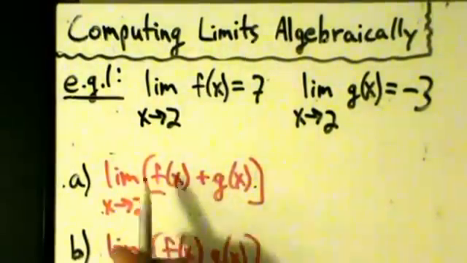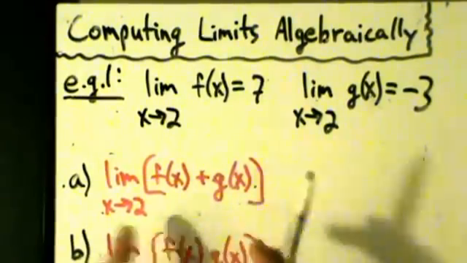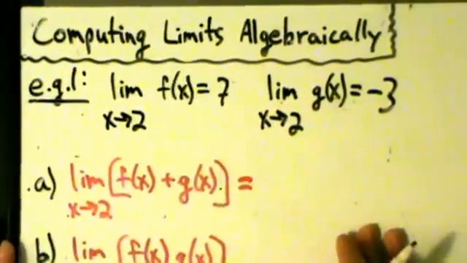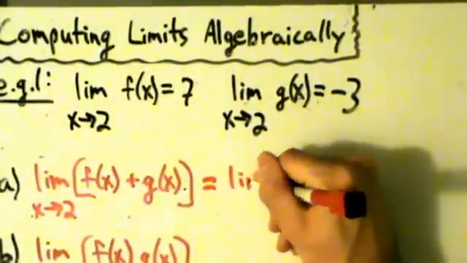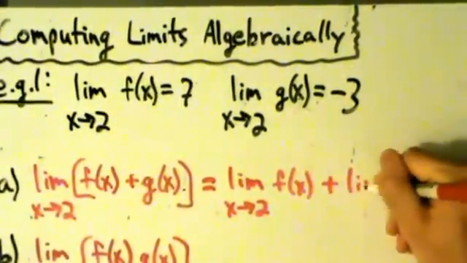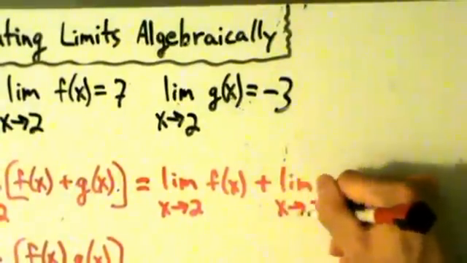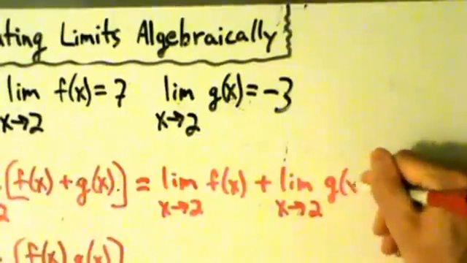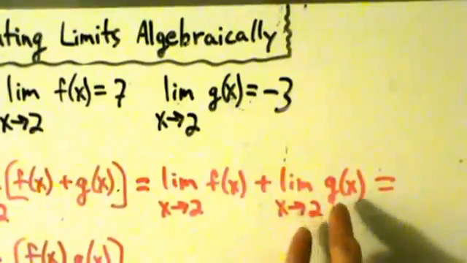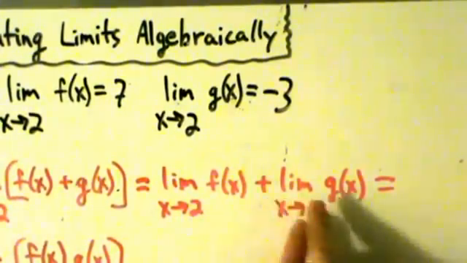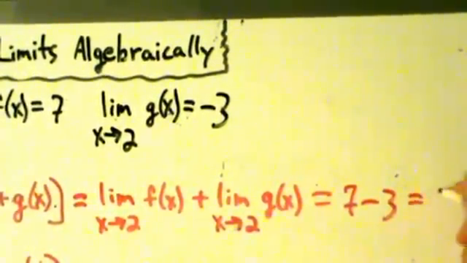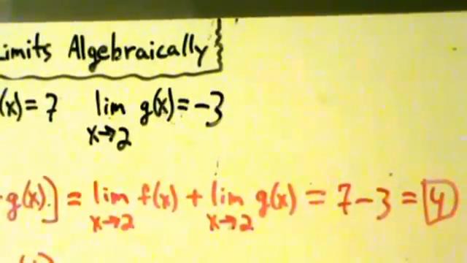So part A says, the limit as x approaches 2 of f of x plus g of x equals what? Well, it's a limit of a sum, so remember our property tells us that we can split this up as a sum of two limits. So this is going to be the limit as x approaches 2 of f of x plus the limit as x approaches 2 of g of x. Now we're told that this is 7, and we're told that this is negative 3. So what we have is 7 plus negative 3, or in other words, 7 minus 3, which is 4. So that's part A.